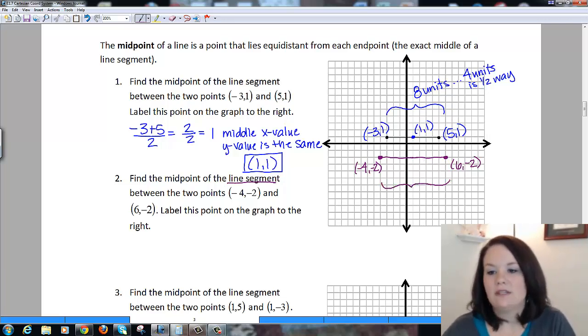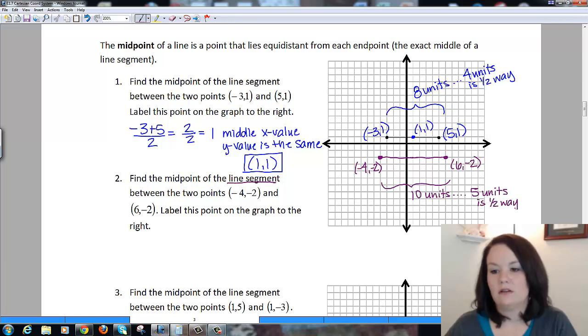I can count up the distance here, which would be 1, 2, 3, 4, 5, 6, 7, 8, 9, 10. This is 10 units between the 2 points, which means that halfway would be 5 units. Okay, so 5 units is halfway. So I could just go over 5 units from one of the points. So if I start at -4, -2 and I go 5 units to the right, 1, 2, 3, 4, 5, I end up with this point right here, which is the x value is 1, the y value is -2. So this would be 1, -2, which is my midpoint.